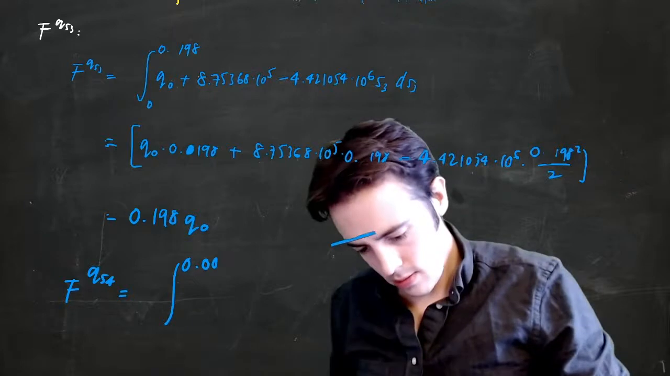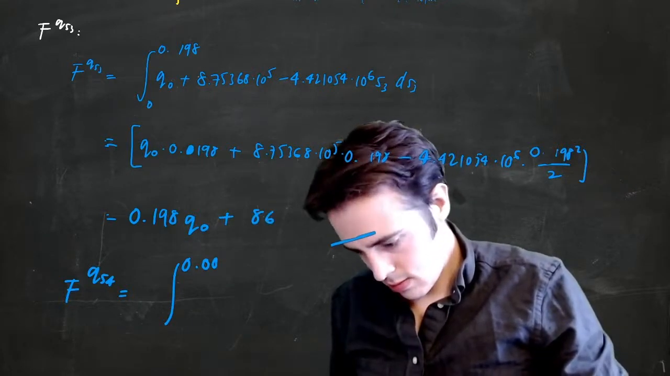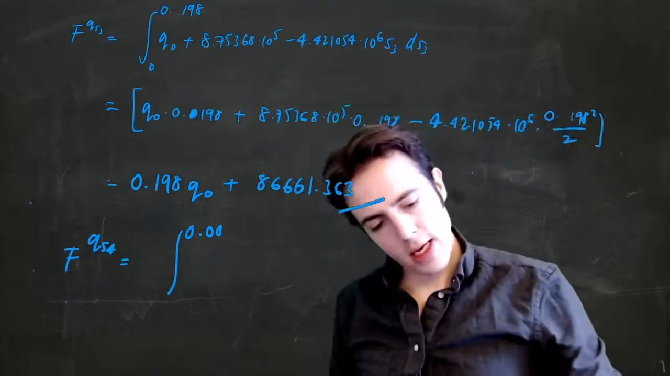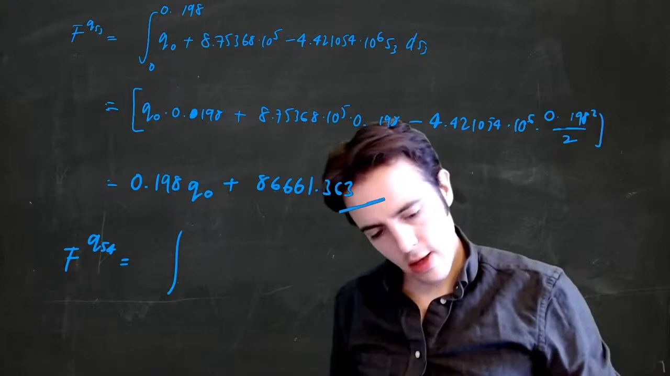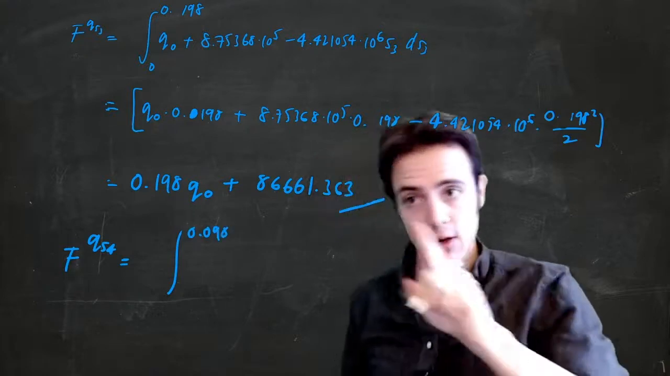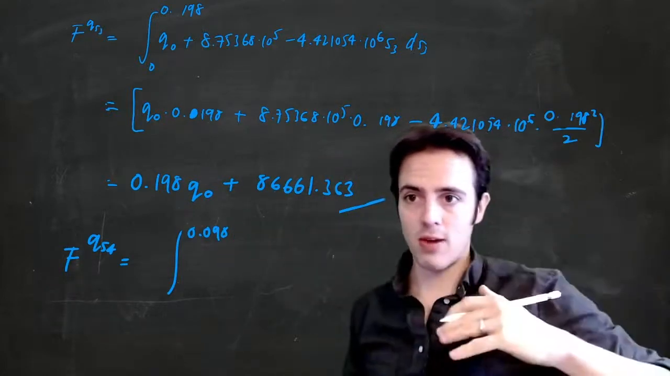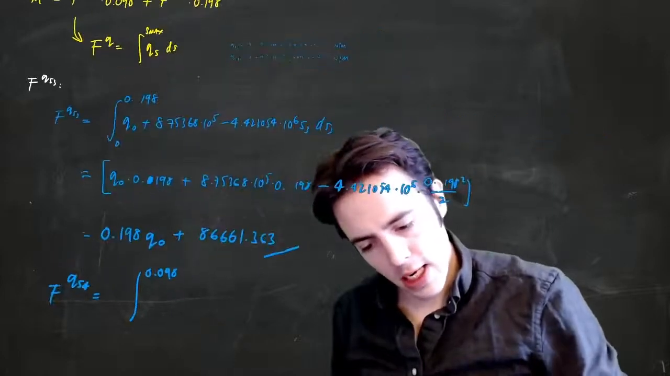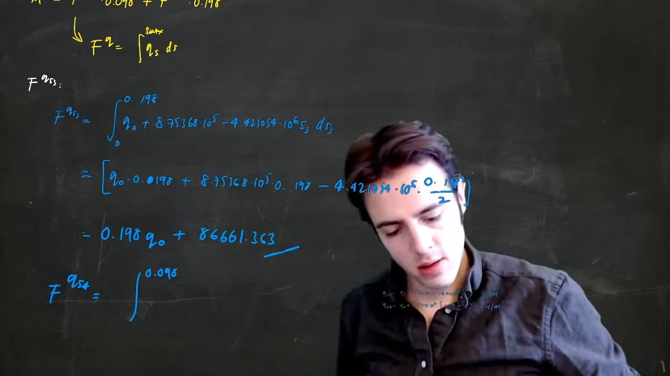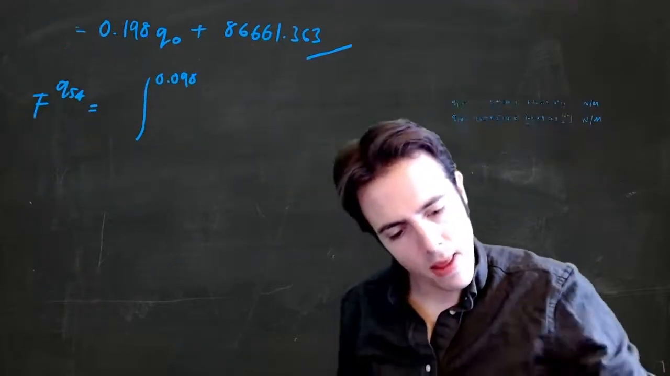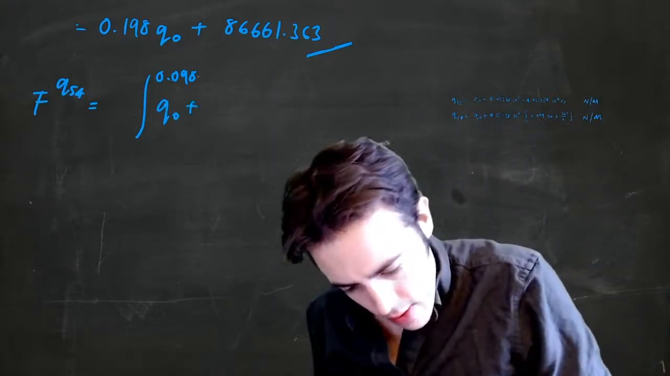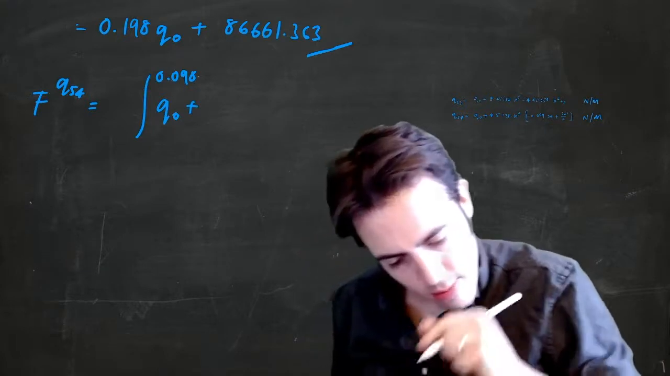Okay, now we're going to do the next shear flow distribution and get the force due to QS4. So that's going to be 0.098. That was the correct number for this one. That's the total length along QS4. Then I need the actual distribution QS4, so let me copy that down. QS4 is Q0 plus, let's multiply this out.